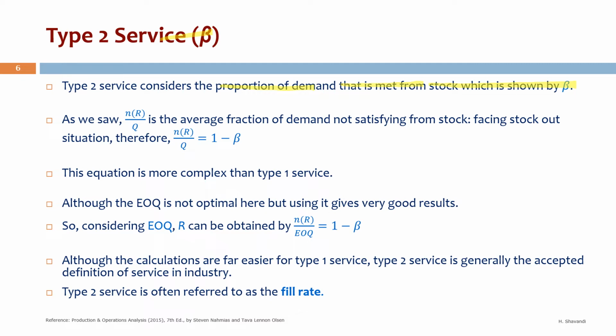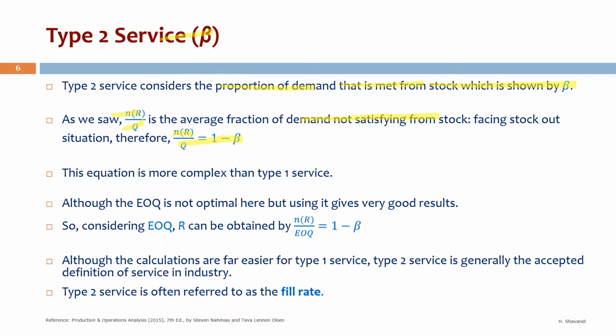Okay, so as you remember, NR divided by Q is a fraction of demand not satisfied from the stock, right? So in that case, NR over Q will be 1 minus beta, because beta is the fraction of demands that are going to be satisfied from the stock. So 1 minus beta will be the fraction of demands that are not going to be satisfied from the stock.